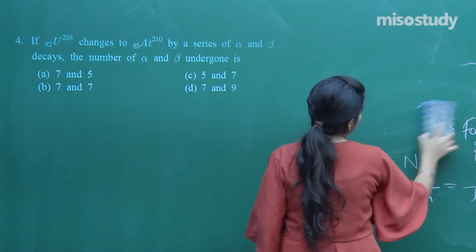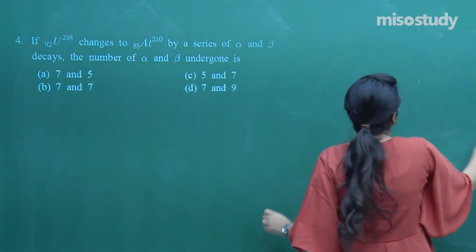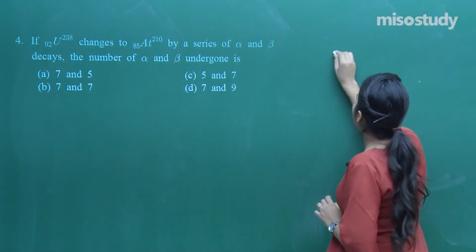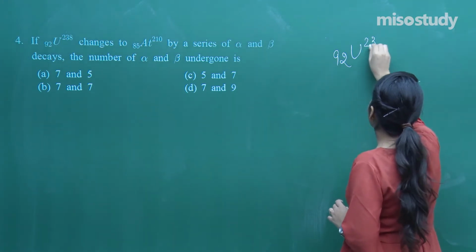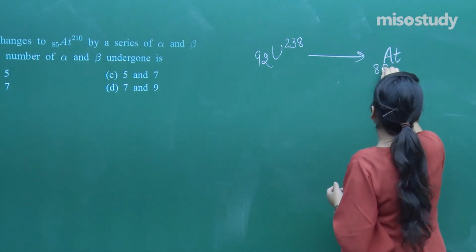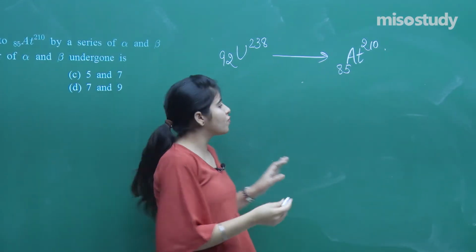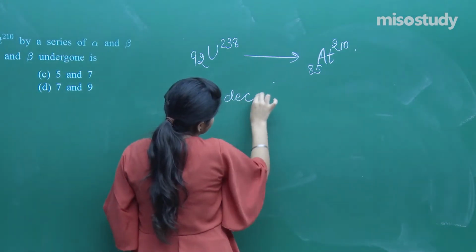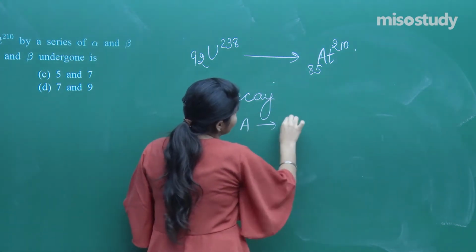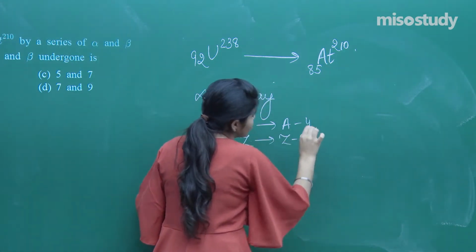Let me just start, and I know that you will be doing along with me in your notebooks, and you are going to solve it just before me. So let us just start. We have a uranium isotope and it is changing to this 85 and 210. Now you know that in the case of alpha decay, the mass number is reduced by 4 and the atomic number is reduced by 2.